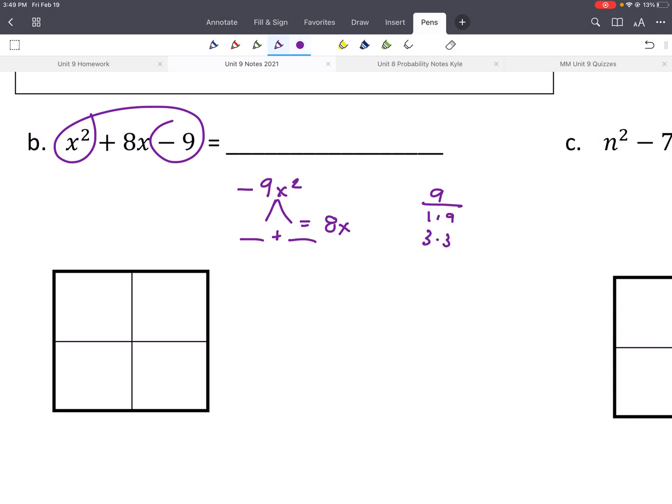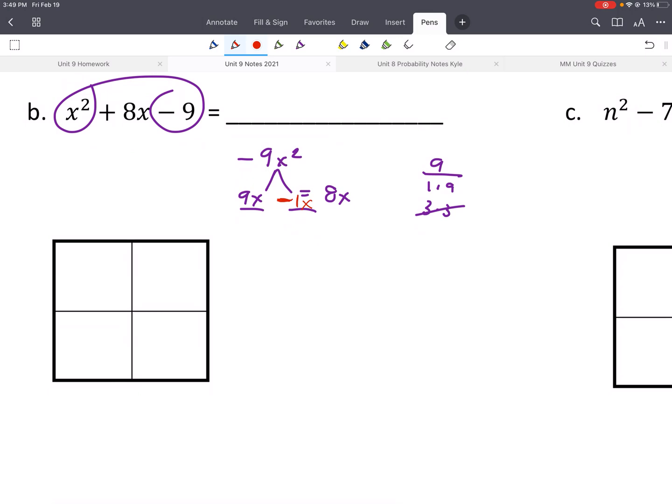The other choice would be 3 and 3, and 3 and 3 can't give you 8. So, again, 1 needs to be negative and 1 needs to be positive if we multiply to give us a negative. So something like 9x and a negative 1. Again, this doesn't need to be a plus. It could be 9x minus 1x.